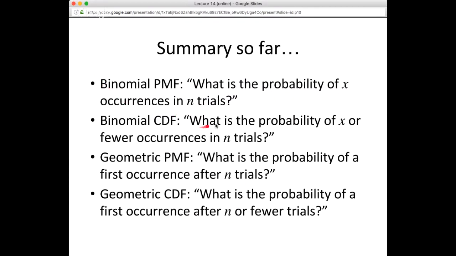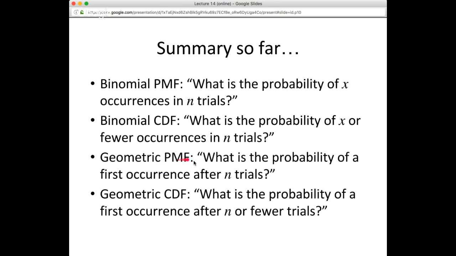Similarly, if we were asking the question, what is the probability of X or fewer occurrences in N trials? Now we're really talking about a binomial CDF, because we're tracking the probability of not just X occurrences, but X minus 1 occurrences, X minus 2 occurrences, and so forth. We're summing up over all of those possibilities.